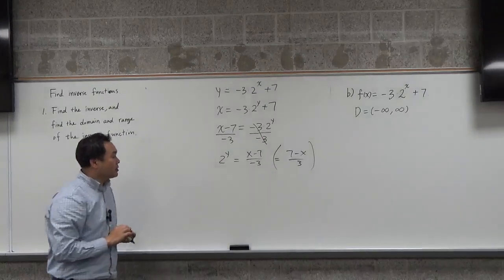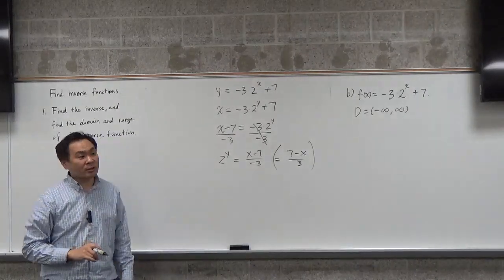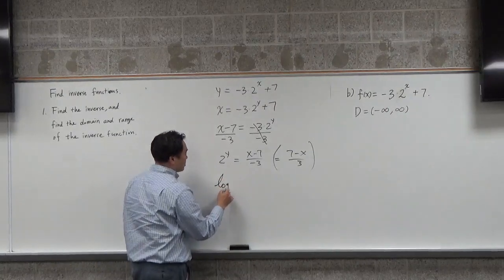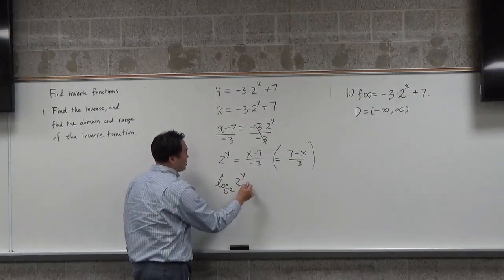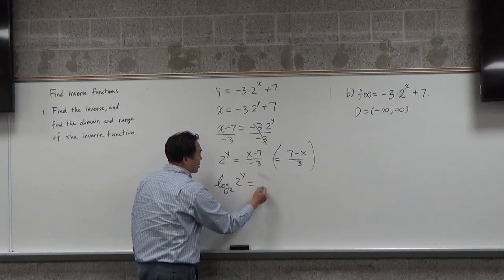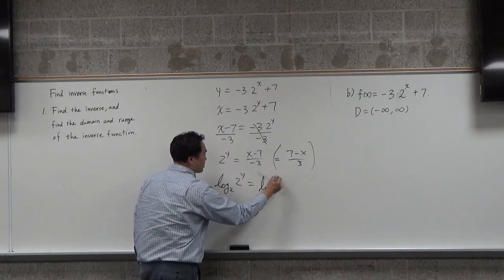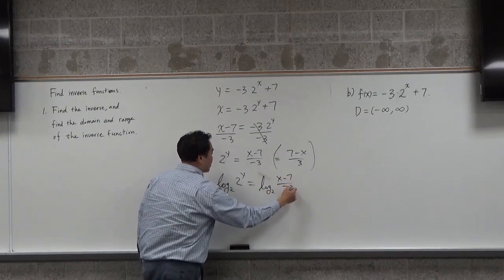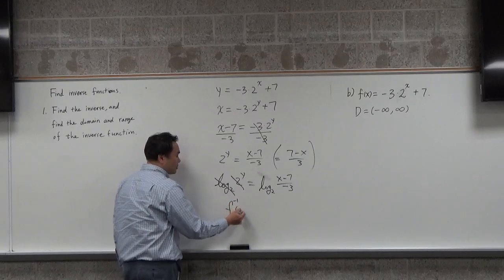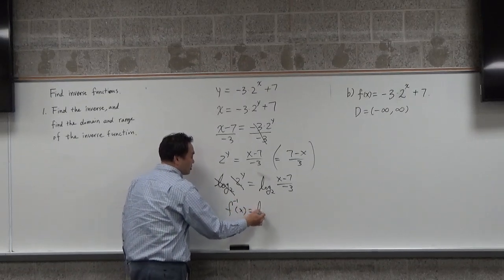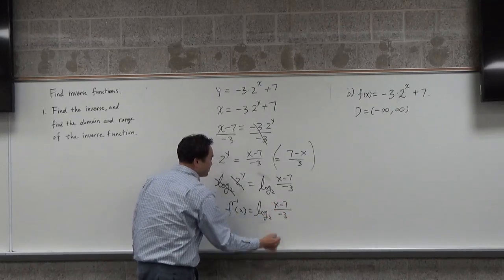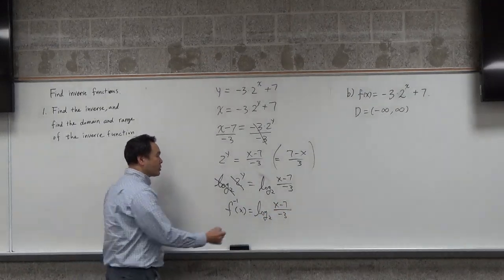Okay. All right, now you have to get rid of 2. How do you do that? Log base 2, right? Log base 2 of 2 to the y equals log base 2. You have to take log base 2 to both sides. These cancel, and now you have f inverse of x equal to log base 2 of x minus 7 over -3.